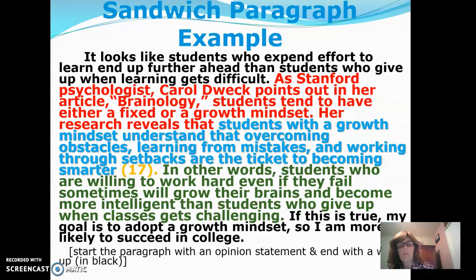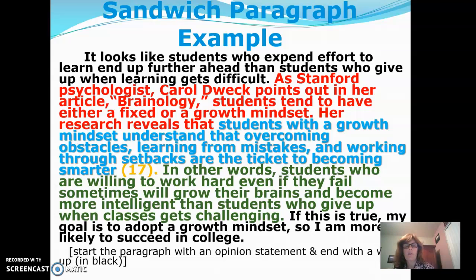Next in green is the bottom bun. Here's the analysis. And I'm signaling that with the phrase, in other words. In other words, students who are willing to work hard, even if they fail, sometimes will grow their brains and become more intelligent than students who give up when classes get challenging. If this is true, my goal is to adopt a growth mindset so I'm more likely to succeed in college.